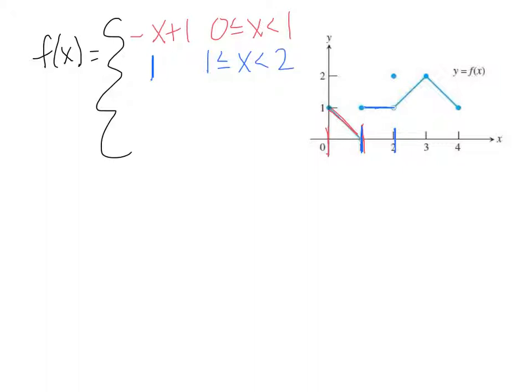Now, there's that sort of random dot up there. We look at that. That means at 2, it's 2. So we need to include this in our piecewise function. We would say, okay, the function is 2 when x equals 2. And that's it. It's a point. It still needs to be included. It is part of the graph, so it is part of our function.